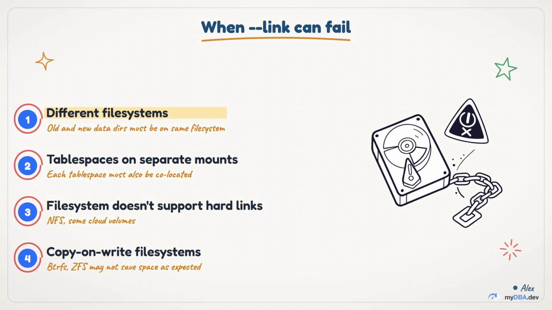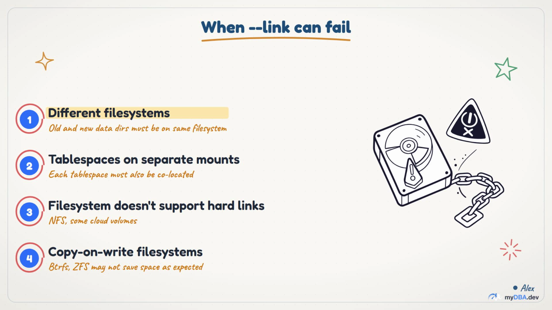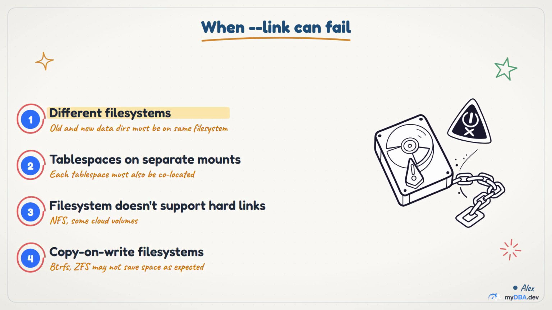Exactly. Always test your upgrade path in a staging environment first. If link fails, pg_upgrade will tell you, and you'll fall back to copy, which means you need enough disk space for a full duplicate of your data.